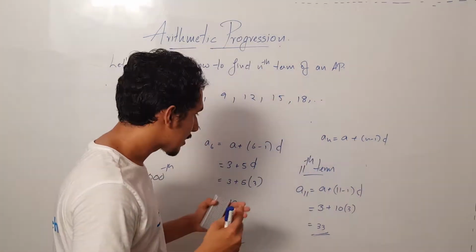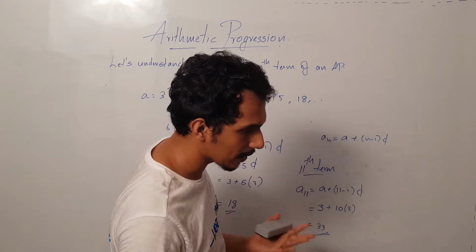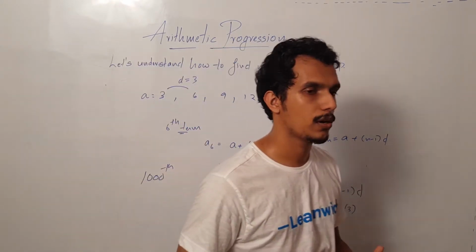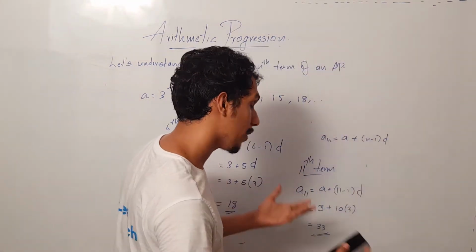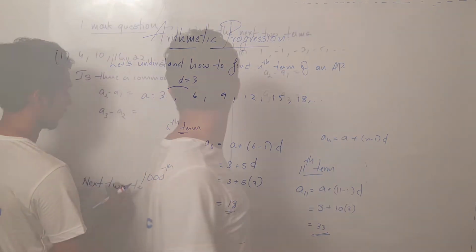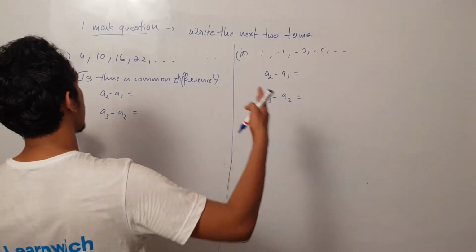Okay, so since you have understood all these basics of arithmetic progression, we will move on to do some of the important questions. So please note it down. We are going with the 1 mark questions first. So let's look at the 1 mark questions here.